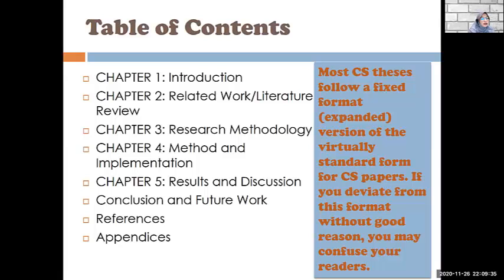Method and implementation in chapter 4. Chapter 5 is result and discussion, with conclusion and future work in the final chapter. Then we have references and appendix. So method and implementation, you can break into a few chapters if you have many contributions, if you have many things to discuss.